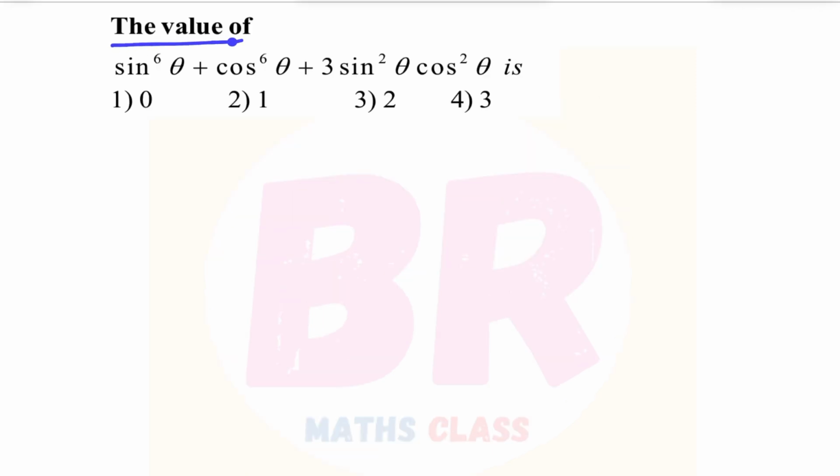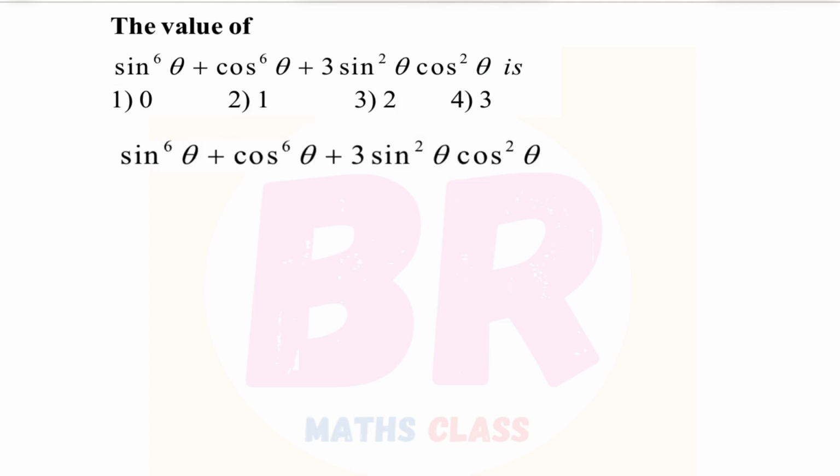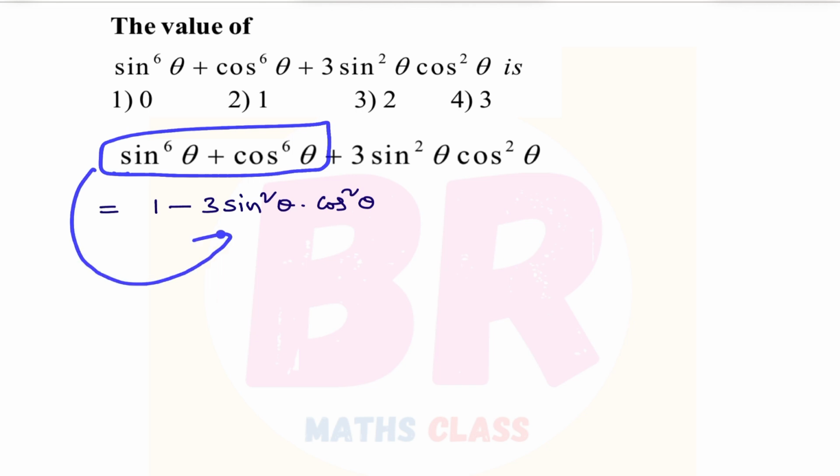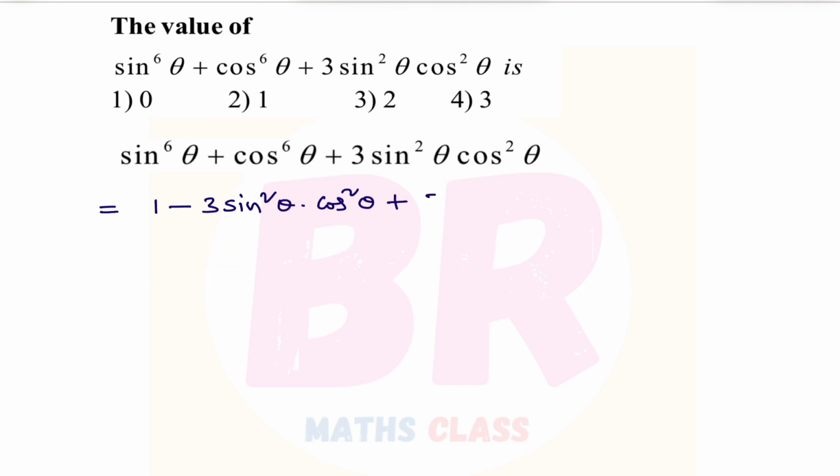You see this question: the value of sin power 6 theta plus cos power 6 theta plus 3 sin square theta cos square theta. This value you need to calculate. First, you take the given question. You observe here, sin power 6 theta plus cos power 6 theta is there. For this, is any formula there? Yes, the formula is there. What is that? 1 minus 3 sin square theta into cos square theta. In place of sin power 6 theta plus cos power 6 theta, you can write this, right? Plus 3 sin square theta into cos square theta. As you know that formula, if you write this directly, see how simple this problem is. These two will get cancelled.